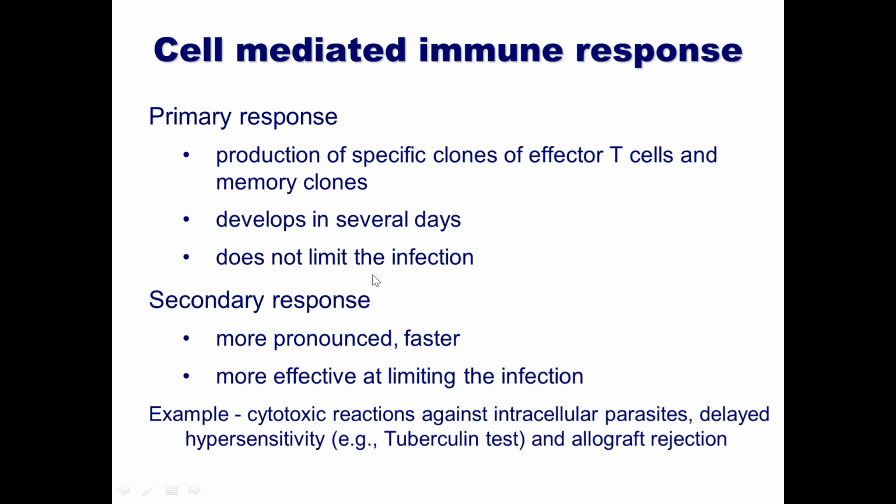The secondary response is more pronounced and faster. Why is the secondary response faster? Because during the primary response, memory cells will be developed, so during the second response the response will be faster, because the memory cells recognize that pathogen easily. It is more effective at limiting the infection. Examples are cytotoxic reaction against intracellular parasites, delayed hypersensitivity and allograft rejection.